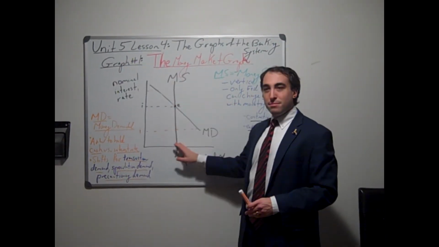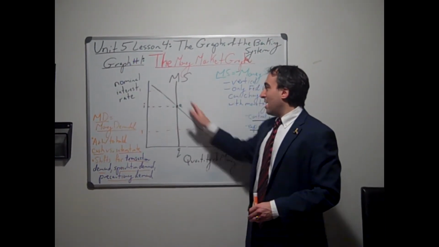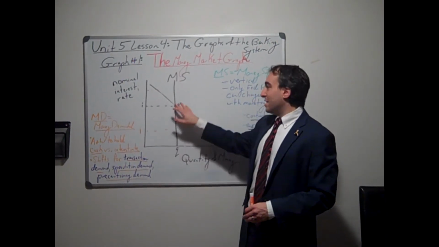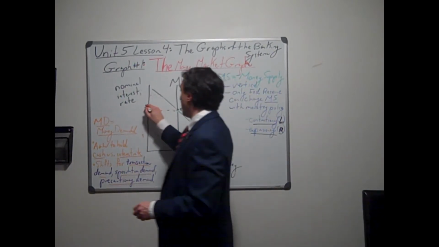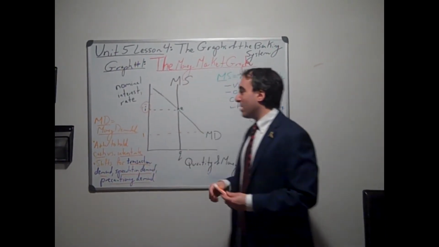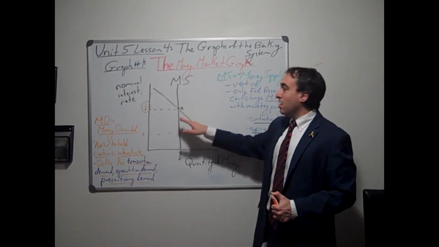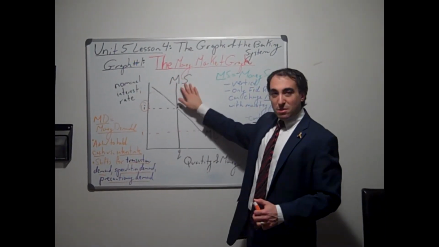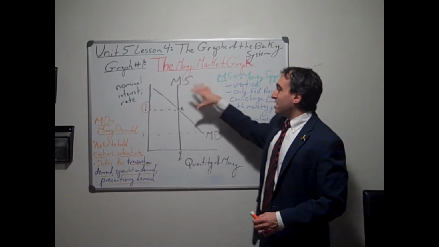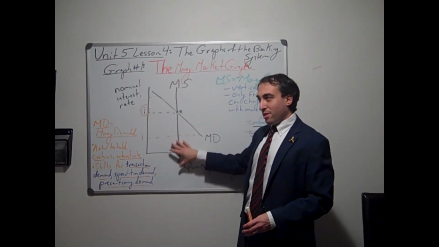The money supply, so where money demanded and money supply meet, is equilibrium in the banking system. At this interest rate, this is where we are holding cash, but also where M1 and M2 are. The money supply does not change. The money supply is vertical.